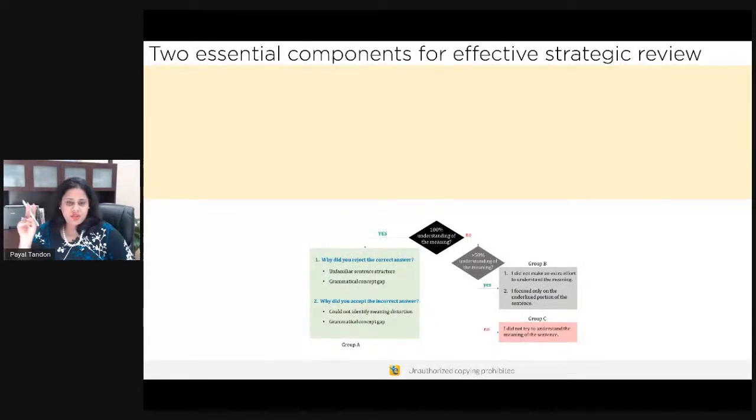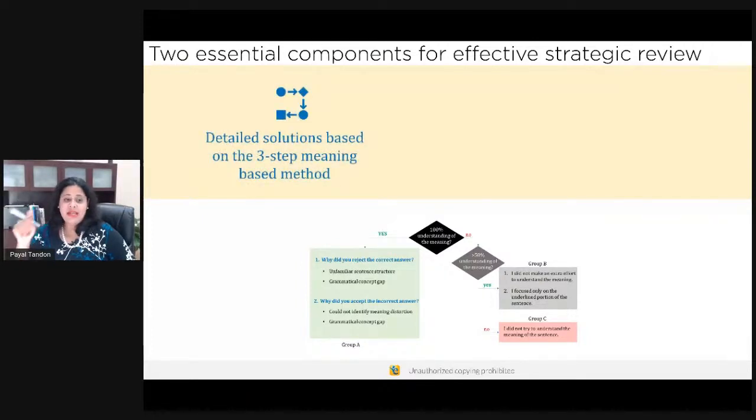Okay, now, two very essential components for effective strategic review. One is the detailed solutions that are based on the three-step meaning-based method. Without a detailed solution, you can't do this level of analysis. Without the detailed solutions, you won't know what aspect of meaning you forgot. Okay, without the detailed solutions, you won't know the details of what is wrong in each and every answer choice. So you need to have these detailed solutions in order to do this level of review.